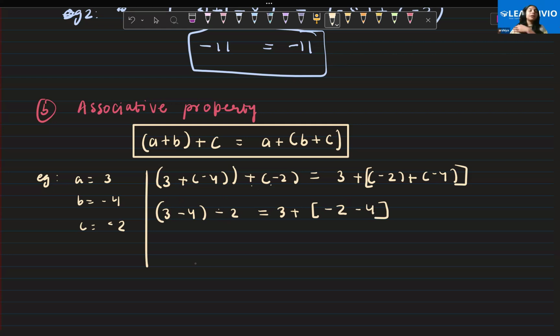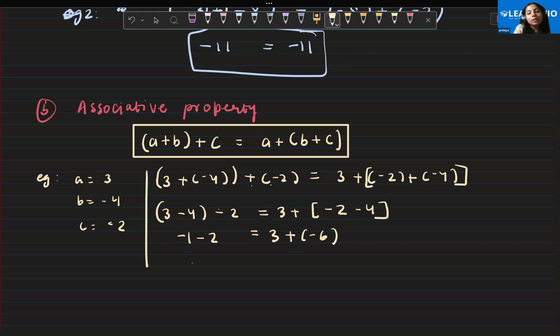So 3 minus 4 will be how much? 3 minus 4, 1 or -1? -1. Yes. -1, -2. This is equal to 3 plus. So minus minus is plus. So -2 minus 4 will be how much? -6. Yes, -6. Okay, so -1 and -2.